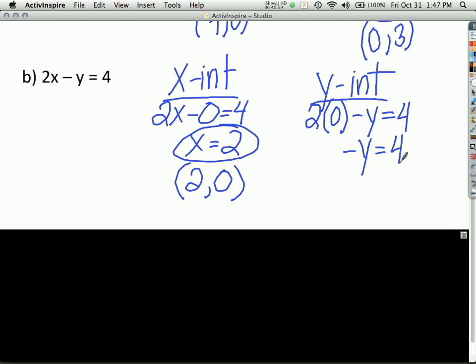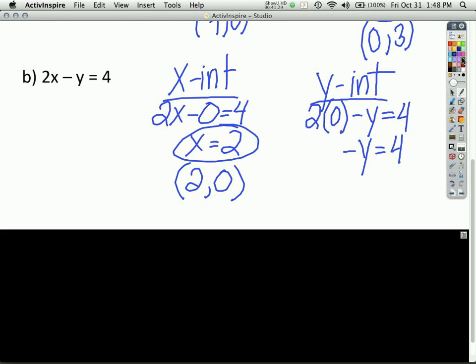No. We have some disagreement. Caleb? Y-intercept is -4. Michael, do you agree with that? How do you get that? Okay, Kayla, how do we get that? Negative y is what? What is the opposite of y? That's right. So the opposite of y is 4, so that means y must be -4.